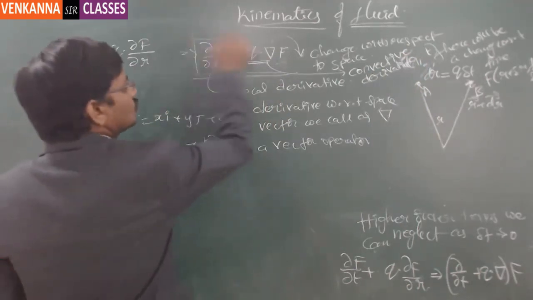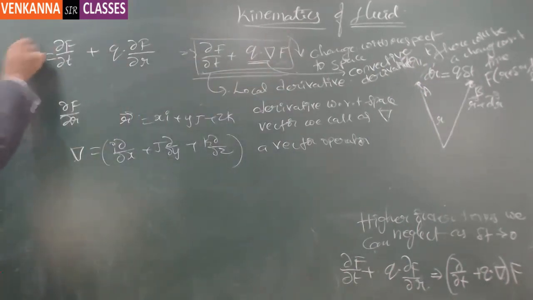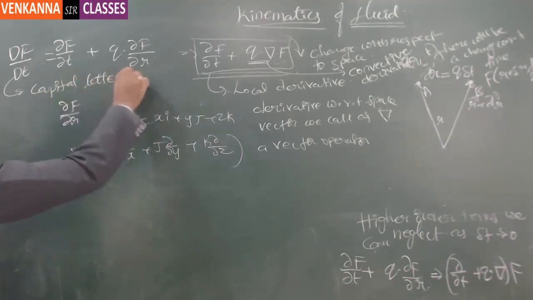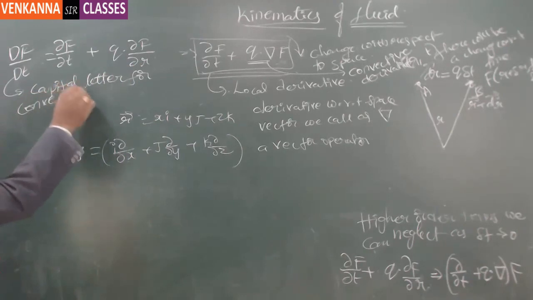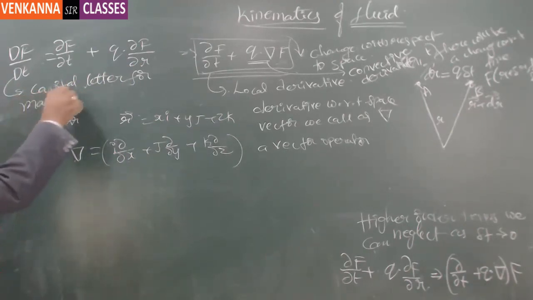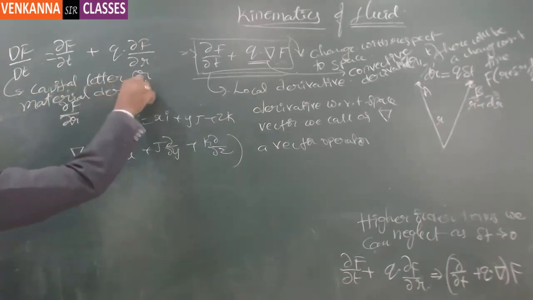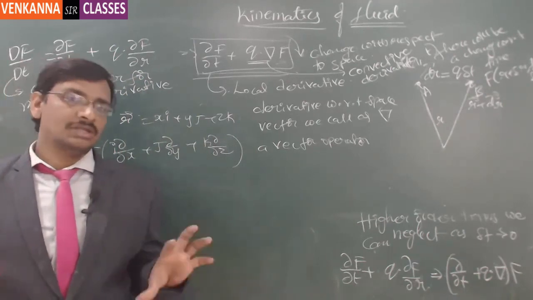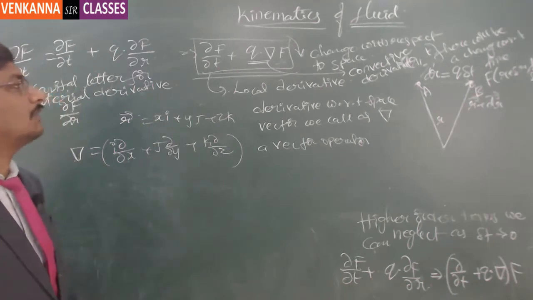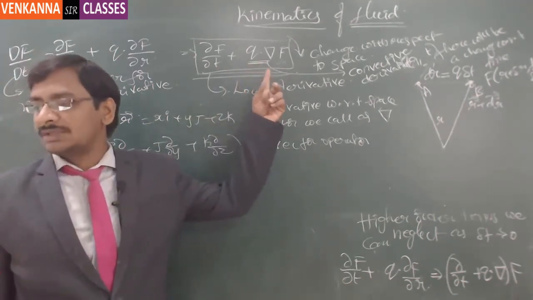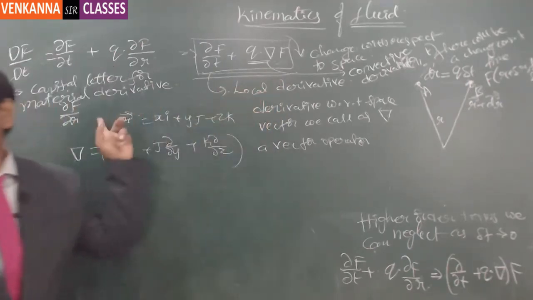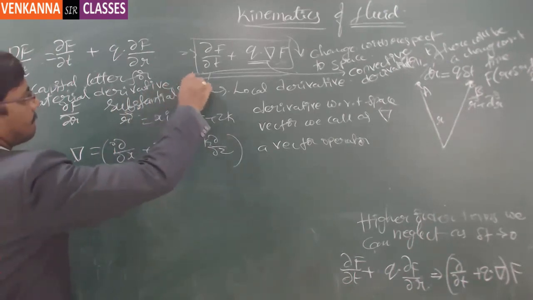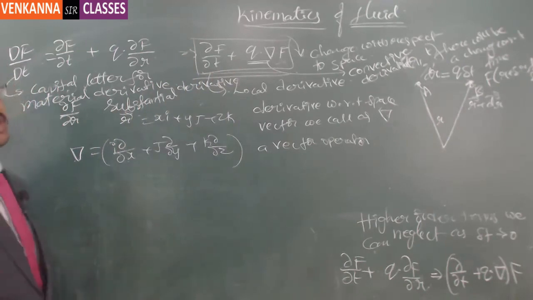Now, these two derivatives together we call DF by Dt. Here, if you notice, we use a capital letter D, for the material derivative. Got it or not? One is change because of time itself, another is change because of space. If you want to consider the total change, it will be both together. Change because of time itself we call the local derivative. Change with respect to space we call the convective derivative. These two together we name the material derivative, or one more name, substantial derivative.